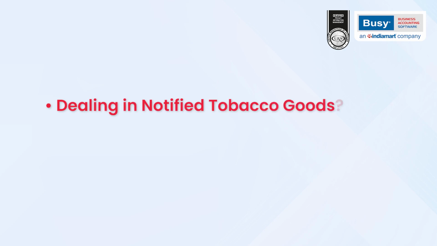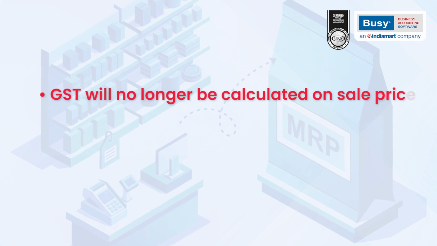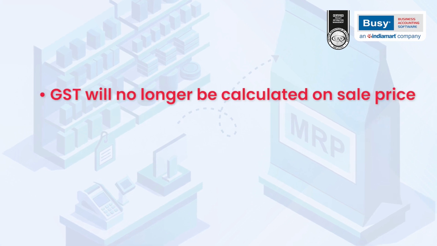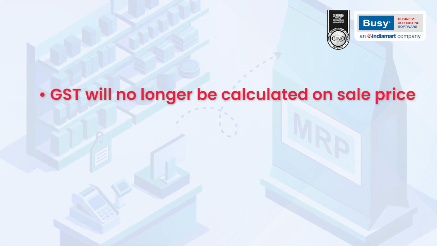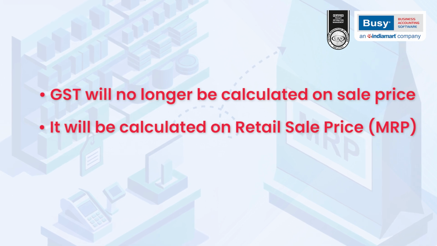If you deal in notified tobacco goods, then as per the GST notification, from 1st February 2026, RSP-based valuation will apply to these products. What does this mean? GST will no longer be calculated on the sale price. Instead, it will be calculated on the retail sale price, MRP.